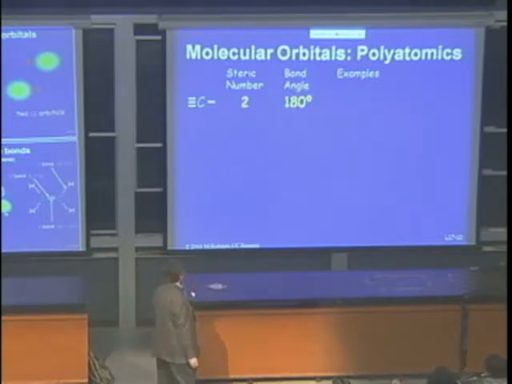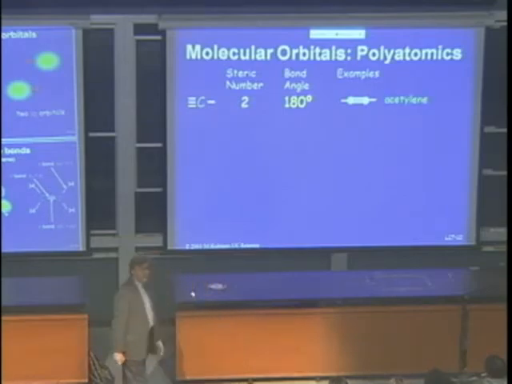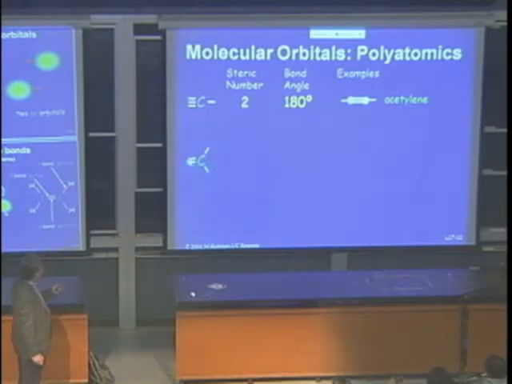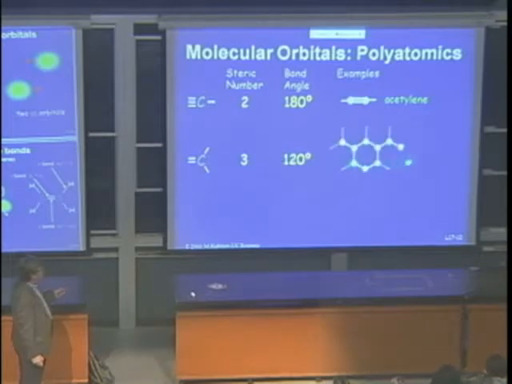180 degrees. Example, acetylene. Now we have a carbon that has 1, 2, 3 things attached to it because there's a double bond here. What's the steric number? 3. What's the bond angle? 120. For example, what would that be?